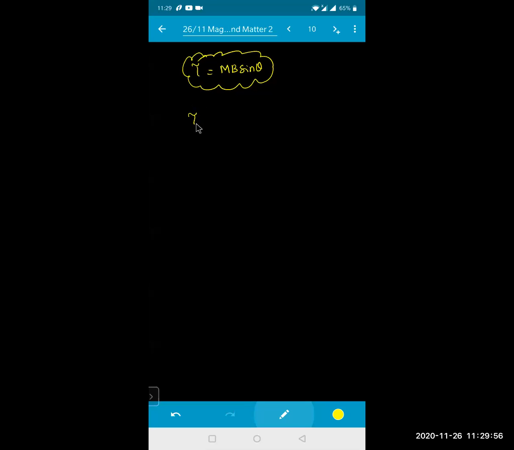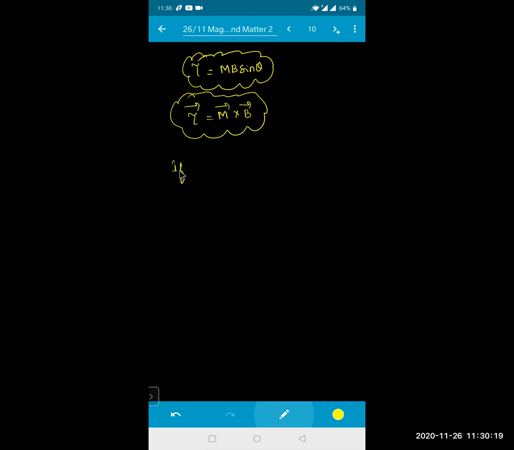So can I write it in terms of a cross product? Tau is equal to M bar cross B bar. It is exactly similar to the cross product relation of A bar and B bar. That means the angle between tau and M will be equal to how much? 90 degrees.